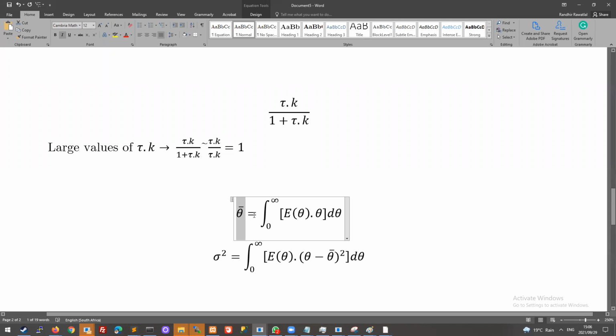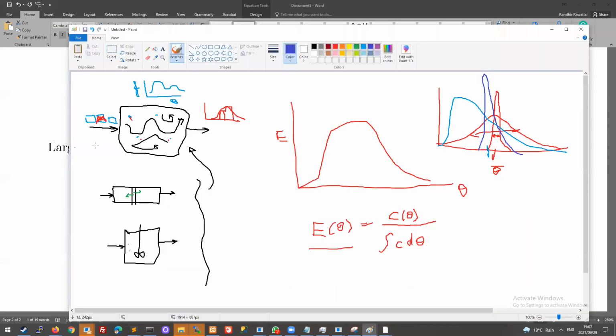So think about it. This is, if you like, the average age, right? Again, E of theta delta theta, that's basically the fraction of fluid elements in the age range theta to theta plus delta theta. And that times theta, that's telling you how much a theta is contributing to the average theta. So you add all those together, that gives you the average theta in the reactor. In other words, that's the average age. So if you are looking at all the fluid elements in the reactor, that's the average age, right?